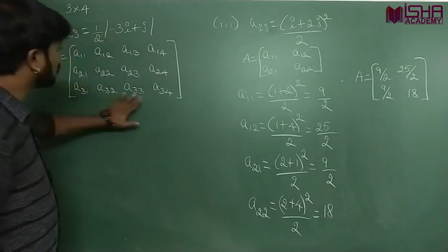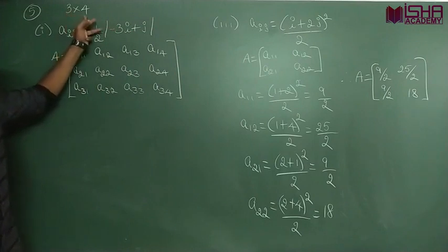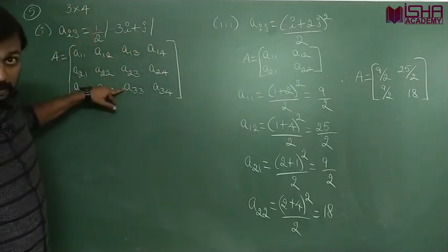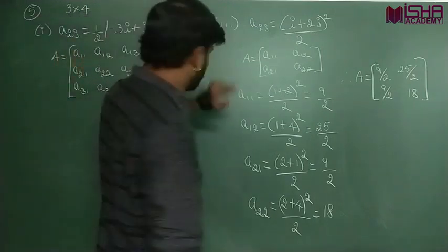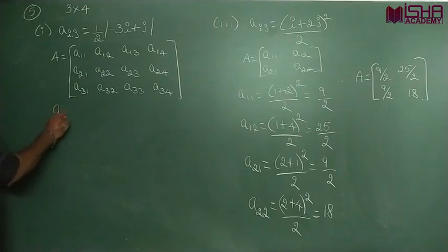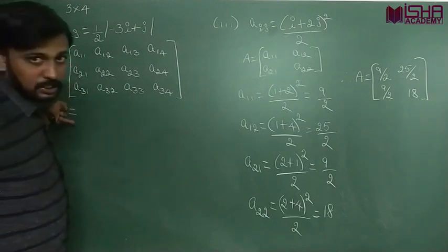Now we have to find these elements. So this will be a 3 mark question. Why? Since it is a 3 cross 4 matrix, we are finding how many elements? 3 into 4, 12 elements. So therefore this will be a 3 mark question. Here you go. First element, A11. First row, first column element. Put i equals 1, j equals 1.